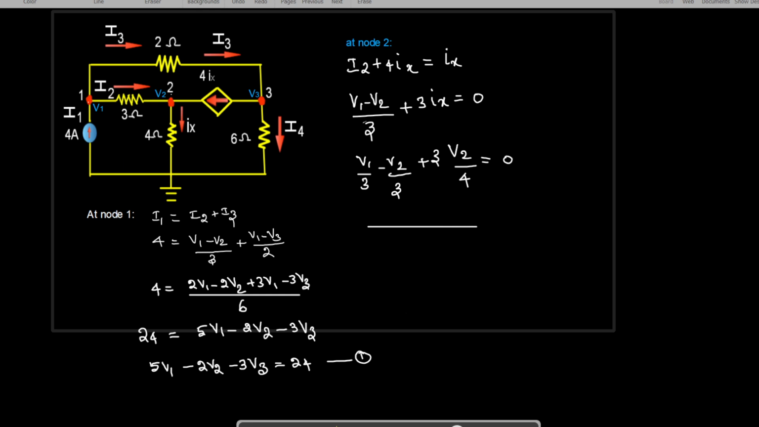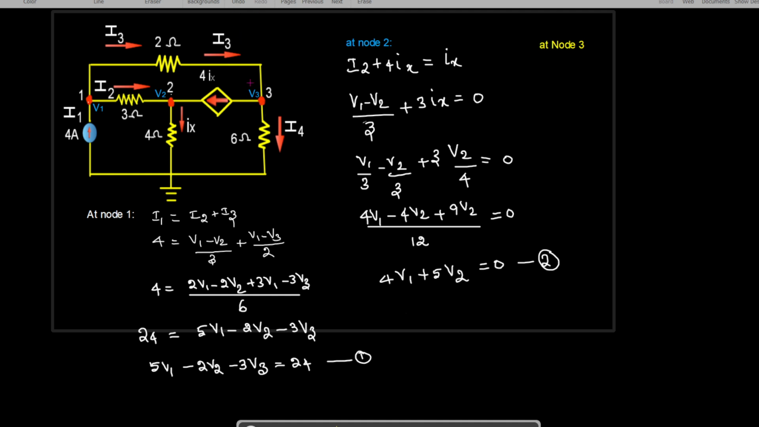If you take the common denominator, it becomes 12. So it is 4V1 minus 4V2 plus 9V2, equal to 0. So I can write this as 4V1 plus 5V2 equals 0. So this is our second equation.